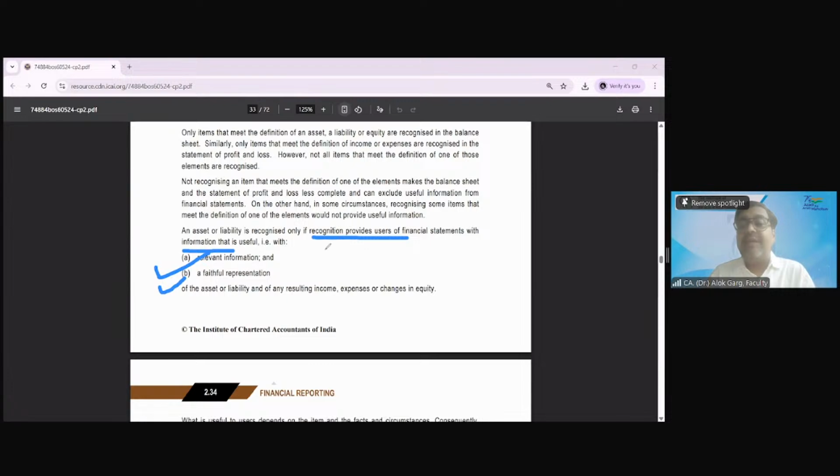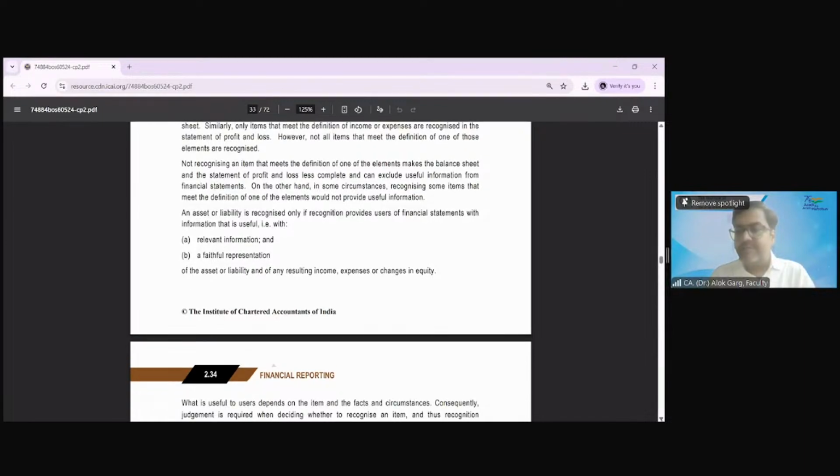It should present a faithful representation of the assets or liability and of any resulting income, expense, or change in equity, right? It should be relevant information and it should provide a faithful representation. Okay? So आप कब recognize करोगे asset और liability को? You will recognize your asset or liability when it provides you the relevant information and it gives you faithful representation. Then only you will recognize your asset and liability. Is that clear?